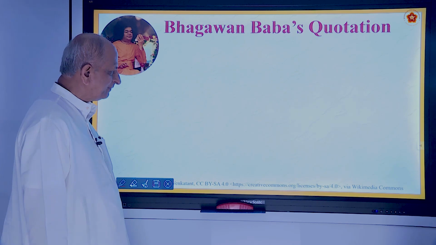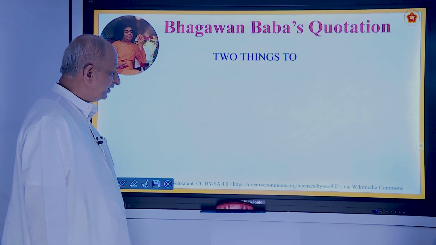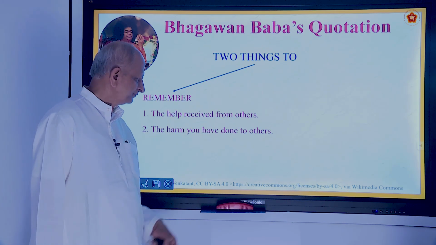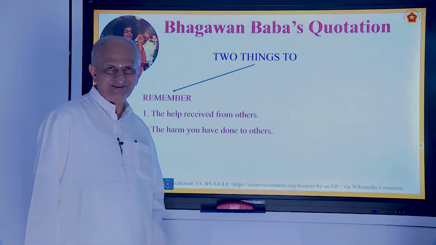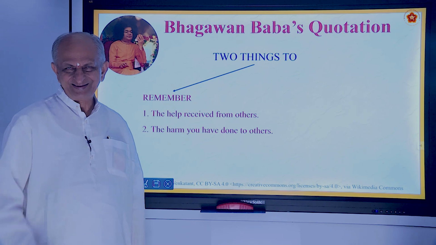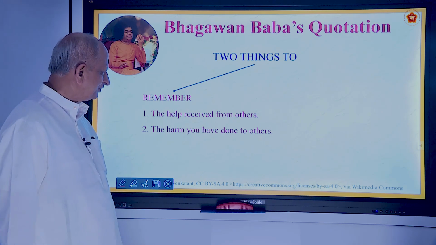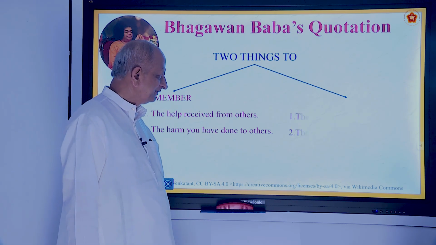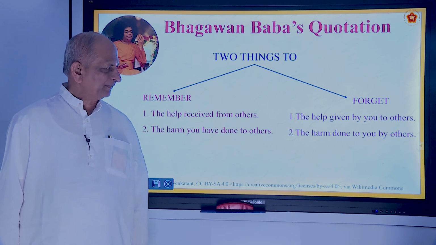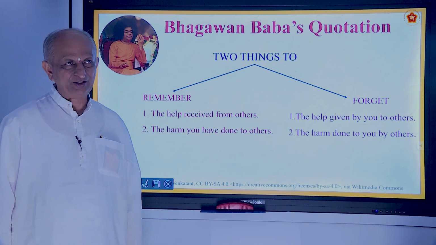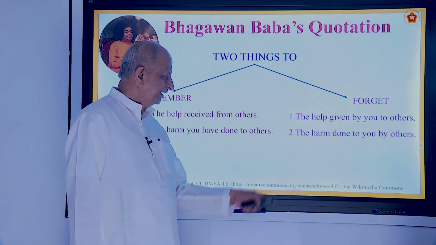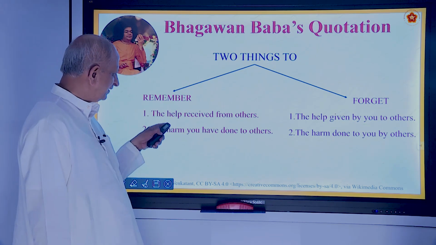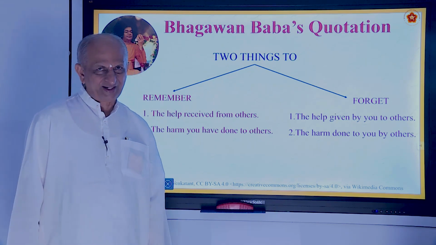Okay, now let us see what Bhagwan Baba says. Bhagwan Baba says 2 things to remember. The help received from others, and the harm you have done to others, should not be forgotten. You should always remember them. And what do you have to forget? The help given by you to others. What help you have done to others, you should forget. Also, harm done to you by others, that also you forget. These 2 you remember, those 2 you forget. Correct?